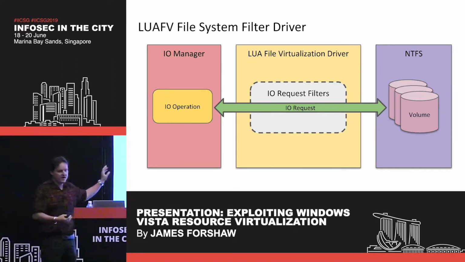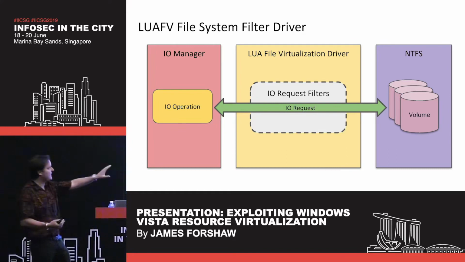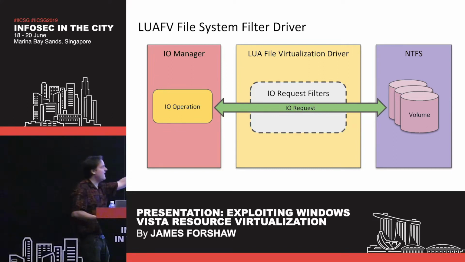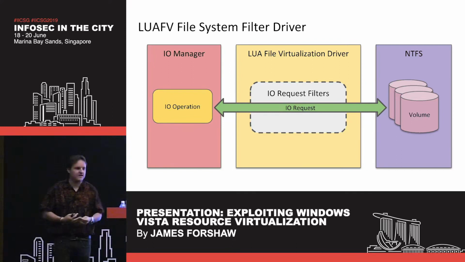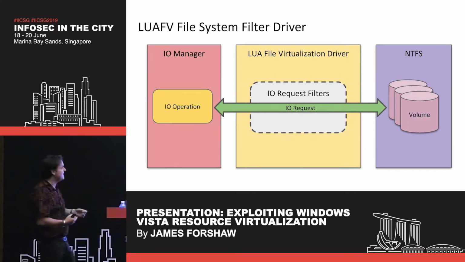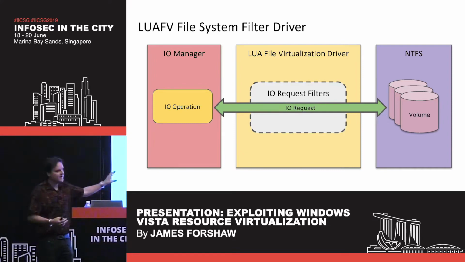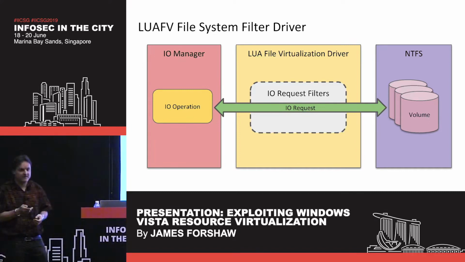So you have your I/O manager on the left here, which is creating files, writing to files, and that generates some sort of I/O request which gets passed across normally to, say, the NTFS driver, to the volume. And in the middle, you have this LUAFV. LUA is Least-privileged User Access, which is the old name for UAC. And things obviously get baked into Windows eventually. And this implements code which can see these I/O requests as they go across and filter out or modify or complete these operations where necessary.